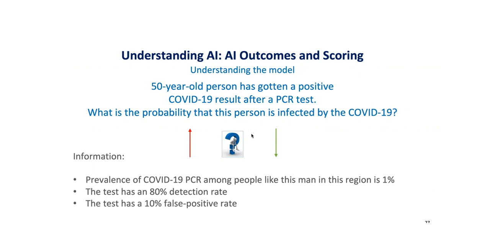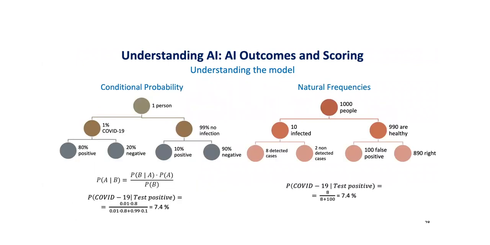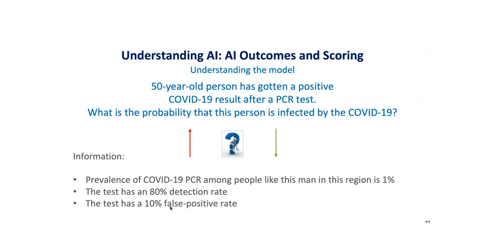What do you think? Do you think this guy is infected or not, given a positive test? Well, the conditional probability formula is very old. If you apply it, you will see that the probability of actually having COVID-19 given a positive test is very small, only 7%. Why? Because we have a high false positive rate.